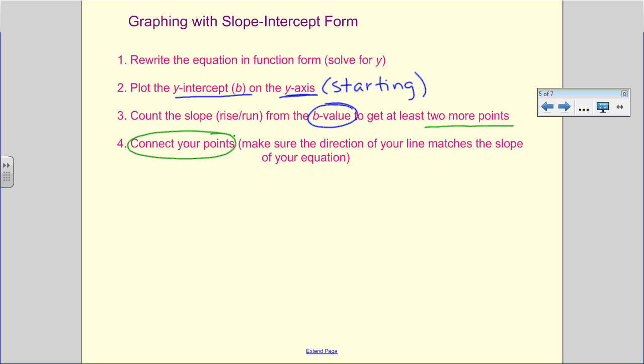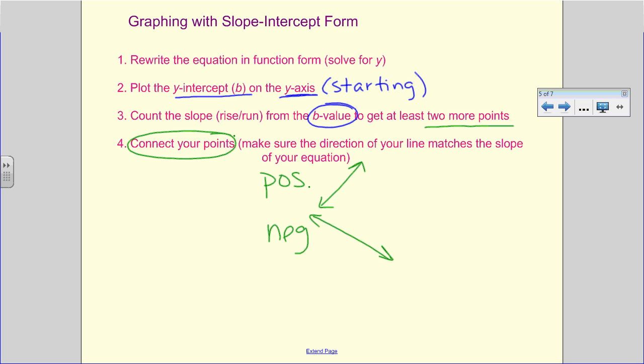We're making continuous graphs. And then make sure the direction of your line matches the slope. So positive slope should be increasing when you look at your graph. Negative slope should be decreasing.